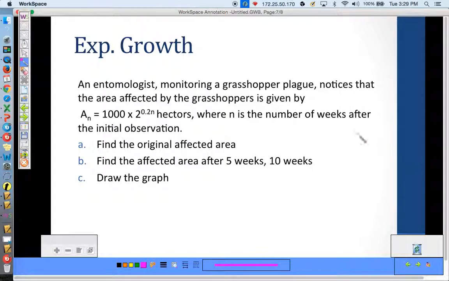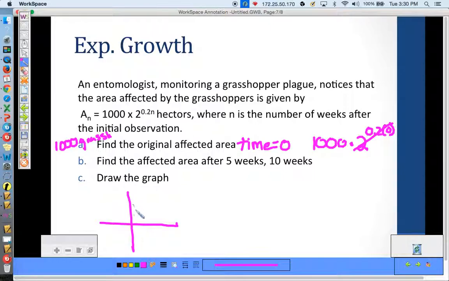And this last one: an entomologist monitoring a grasshopper plague noticed that the area affected by grasshoppers is given by this equation, where n is the number of weeks after the original affected area. Find the area after 5 weeks, 10 weeks, and graph it. Well, the original would be time equals 0. So 1,000 times 2 to the 0.2 times 0. Anything to the 0 power is 1. So the original would be 1,000 grasshoppers. If we were to graph this, at 0 it would be at 1,000.